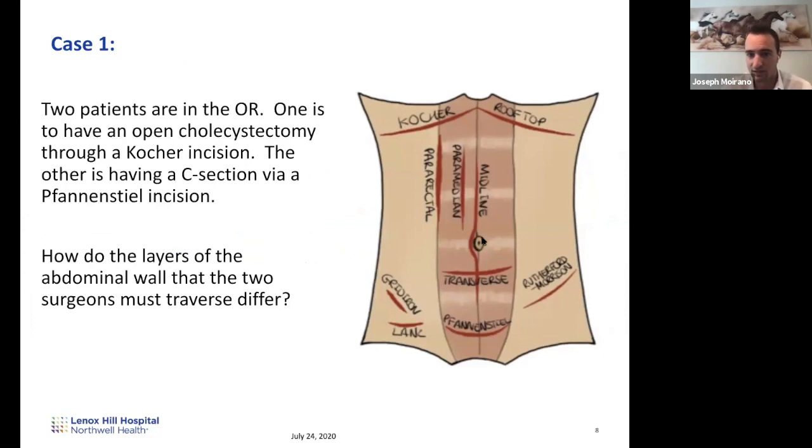And as we can see, this one here is going to be below the umbilicus. And pretty much the question is just how do the layers of the abdominal wall that the two surgeons must traverse differ for these two procedures. And you guys could just write some ideas in the chat or anything if you have any ideas. And I saw some say, yeah, so the arcuate line is located pretty much right below the umbilicus.